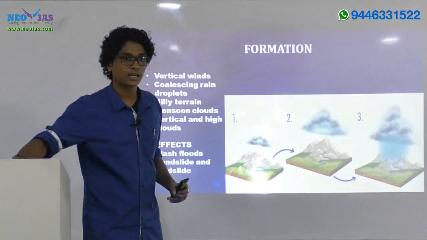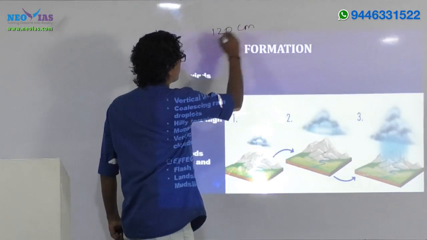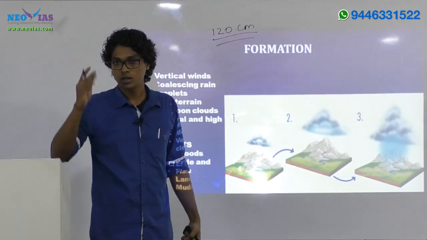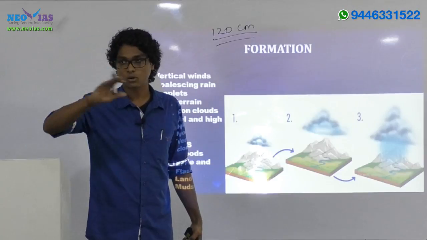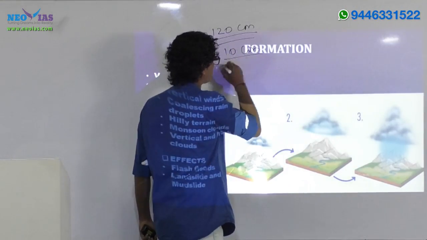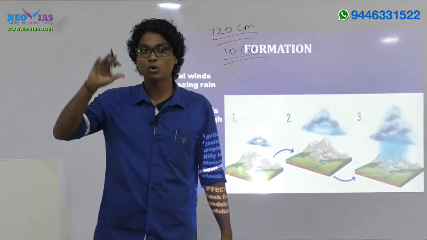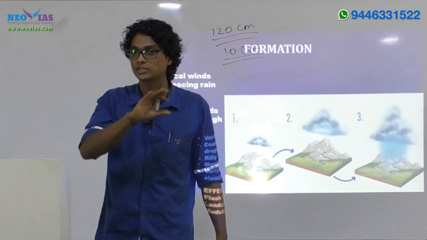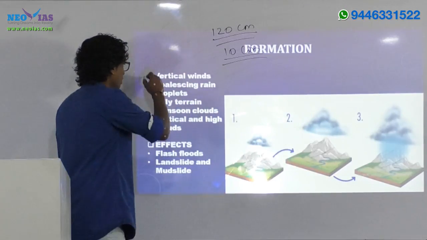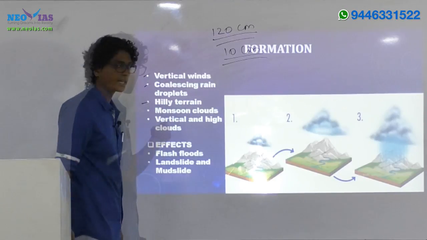Now suppose the annual rainfall of a region is 120 centimeters. A cloudburst lasting half an hour or a maximum of 1 hour will result in 10 centimeters of rainfall. That means that a particular region will receive 10 to 12% of its annual rainfall in a span of half an hour. So, vertical winds, coalescing rain droplets, then hilly terrain.